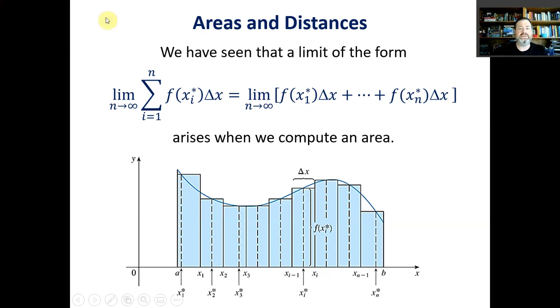So the idea is, this is what we saw in 4.1. We saw that we have these xi stars that are just any points in the subintervals. And when we take the limit of the sums of the areas of these rectangles, that gives us an area, right? And that's how we did problems in 4.1.